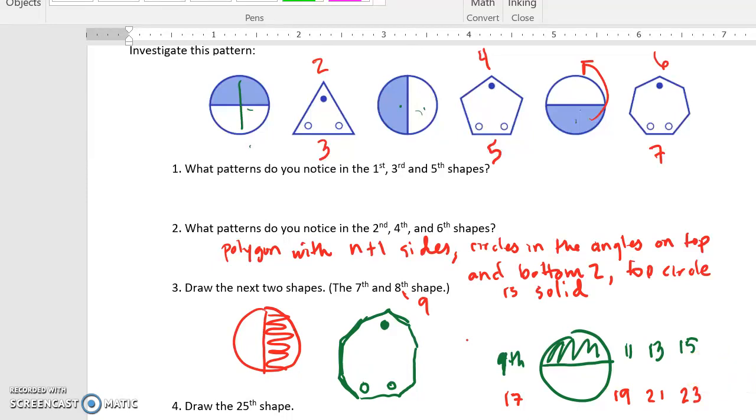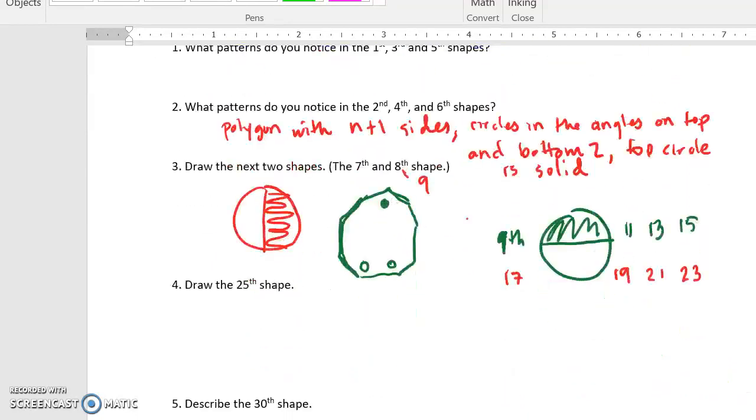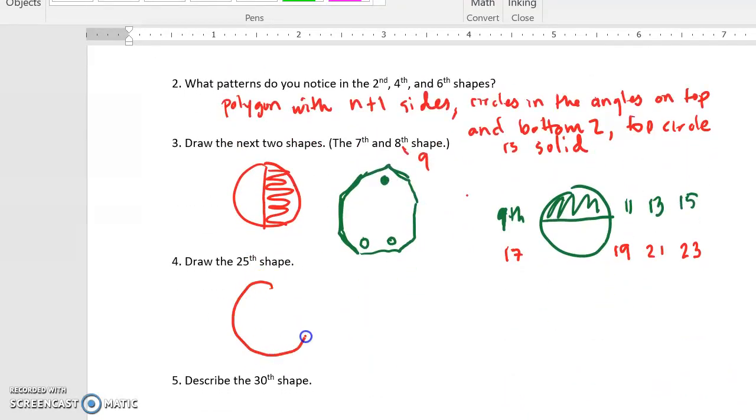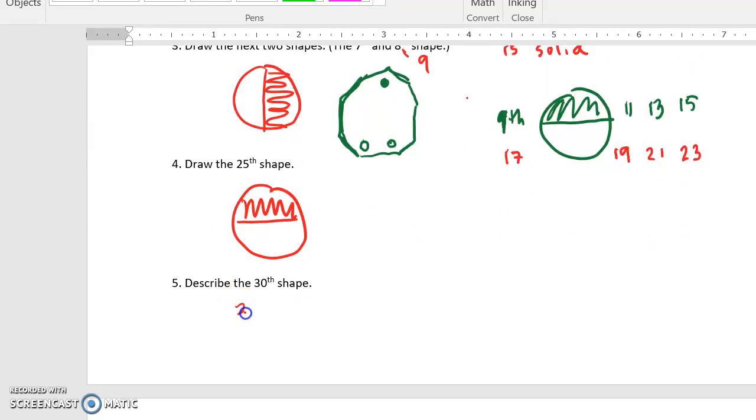And so that means when we think about number 25, we'll actually be starting back over. So it will look just like the first shape. And then for this, it says describe the 30th shape. So because, again, it's going to be really hard to draw this polygon, it will have 31 sides, and then with the circles.